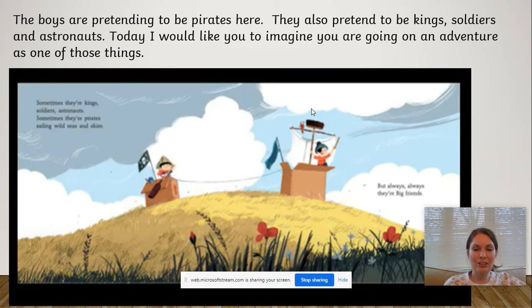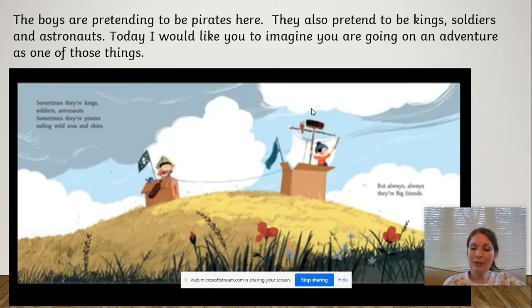So this is the page in our story on Sudden Hill where the boys, Bert and Etho, are pretending to be pirates. But they also pretend to be kings, soldiers and astronauts. But today I would like you to imagine that you are going on an adventure as one of those things. So you can either imagine that you're going to be a pirate, a king, a soldier, or an astronaut. And you're going to be going on an adventure as one of those characters.